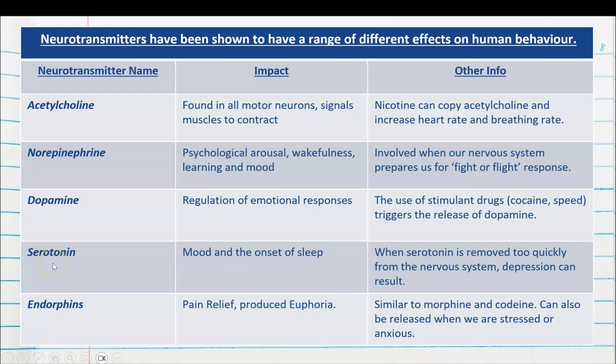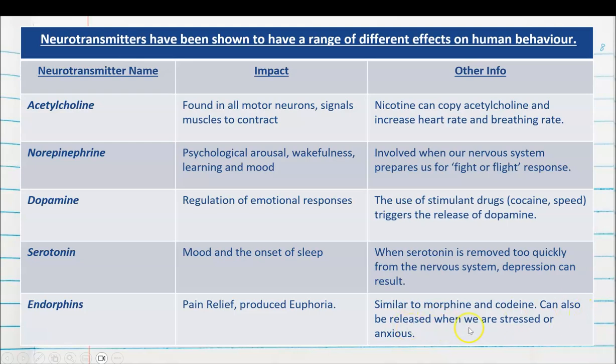We also have serotonin. This affects our mood and the onset of sleep as well. When serotonin is removed too quickly, depression can result. Often we hear about this, and there is a direct correlation between low serotonin levels and depression diagnoses. And of course, endorphins. The impact of endorphins is on our pain relief, and they produce a state of euphoria. The higher our endorphins, the less we feel pain, and it's similar to morphine and codeine effects.